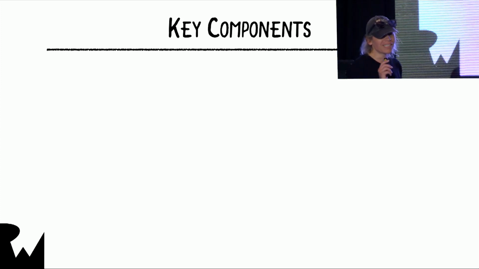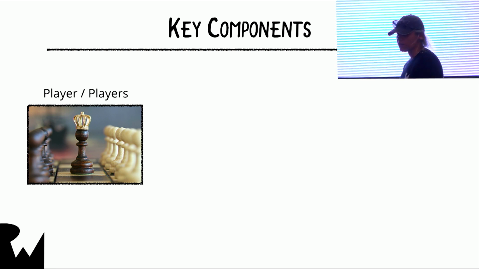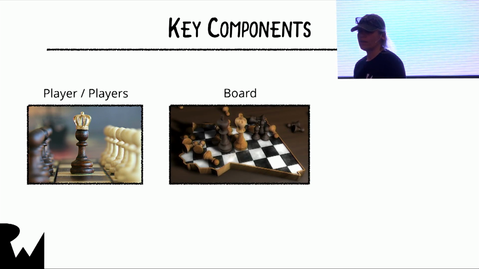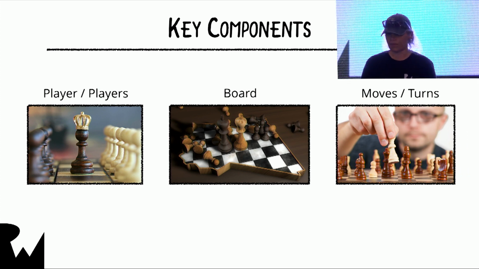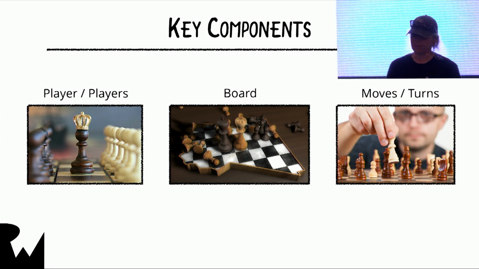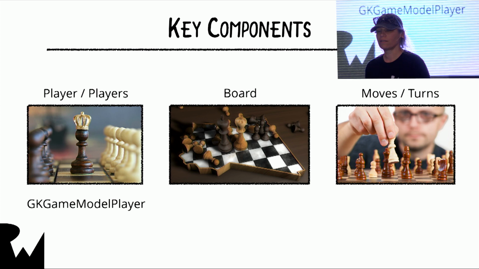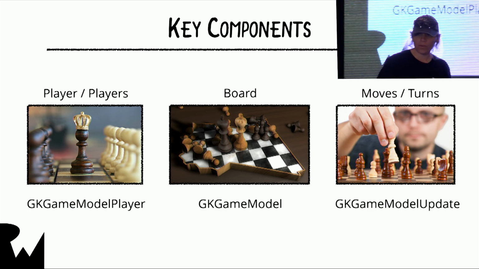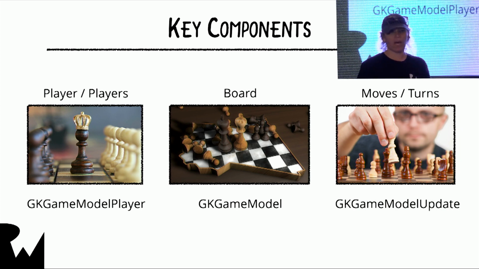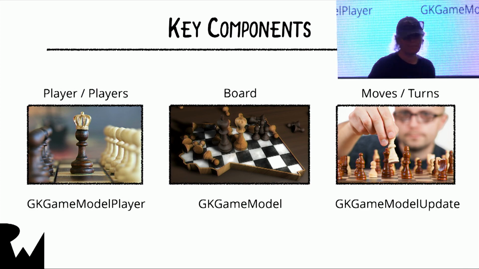So anyway, what are the key components of GameplayKit and AI? Well, in a turn-based game, we have 3 things. We have the players, we have the board, and we have the moves and the turns. Now, GameplayKit makes this very easy for us. They kind of have it matched up nicely. For the players, we've got the GKGameModelPlayer. For the board, we have the GKGameModel. And for the turns, we have the GKGameModelUpdate. So you can see that there's a nice comparison there, 1-to-1.